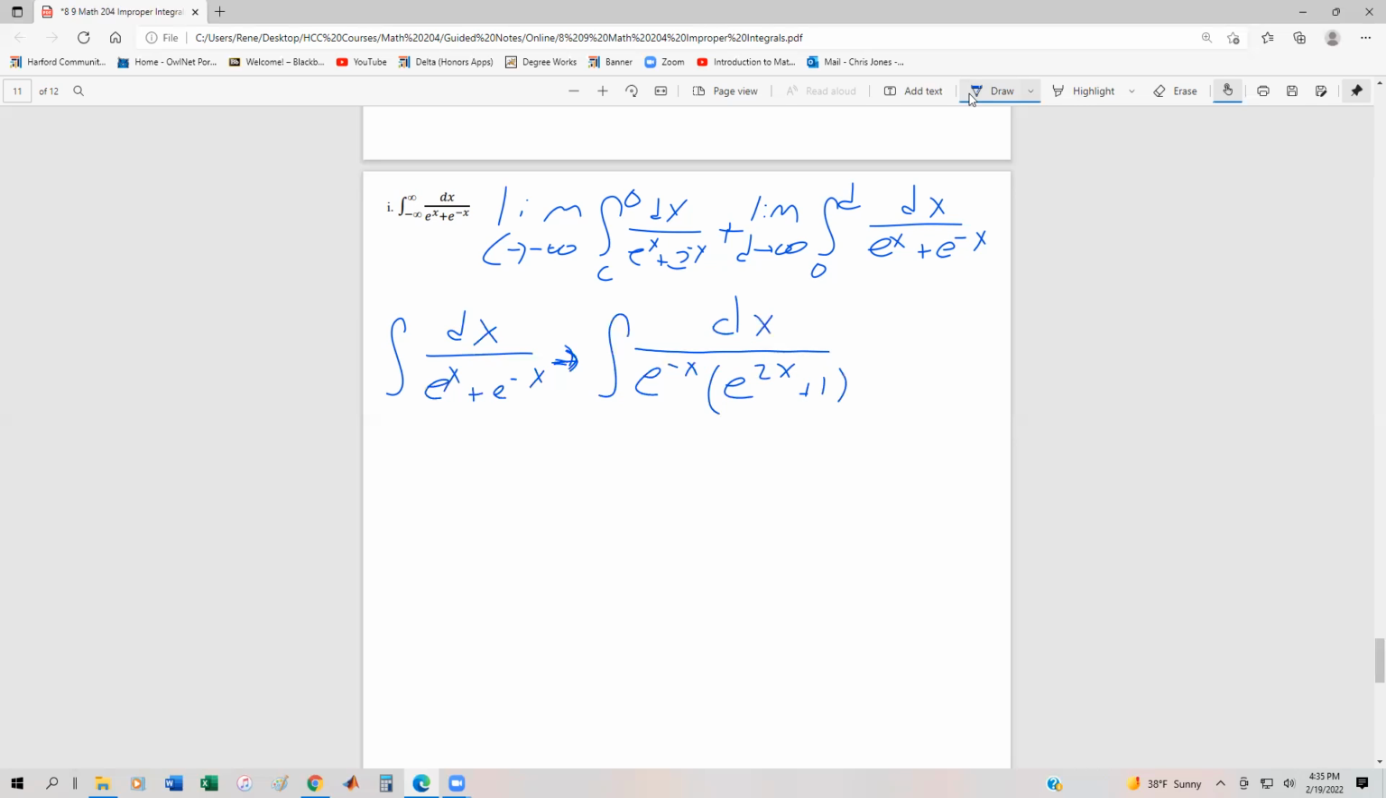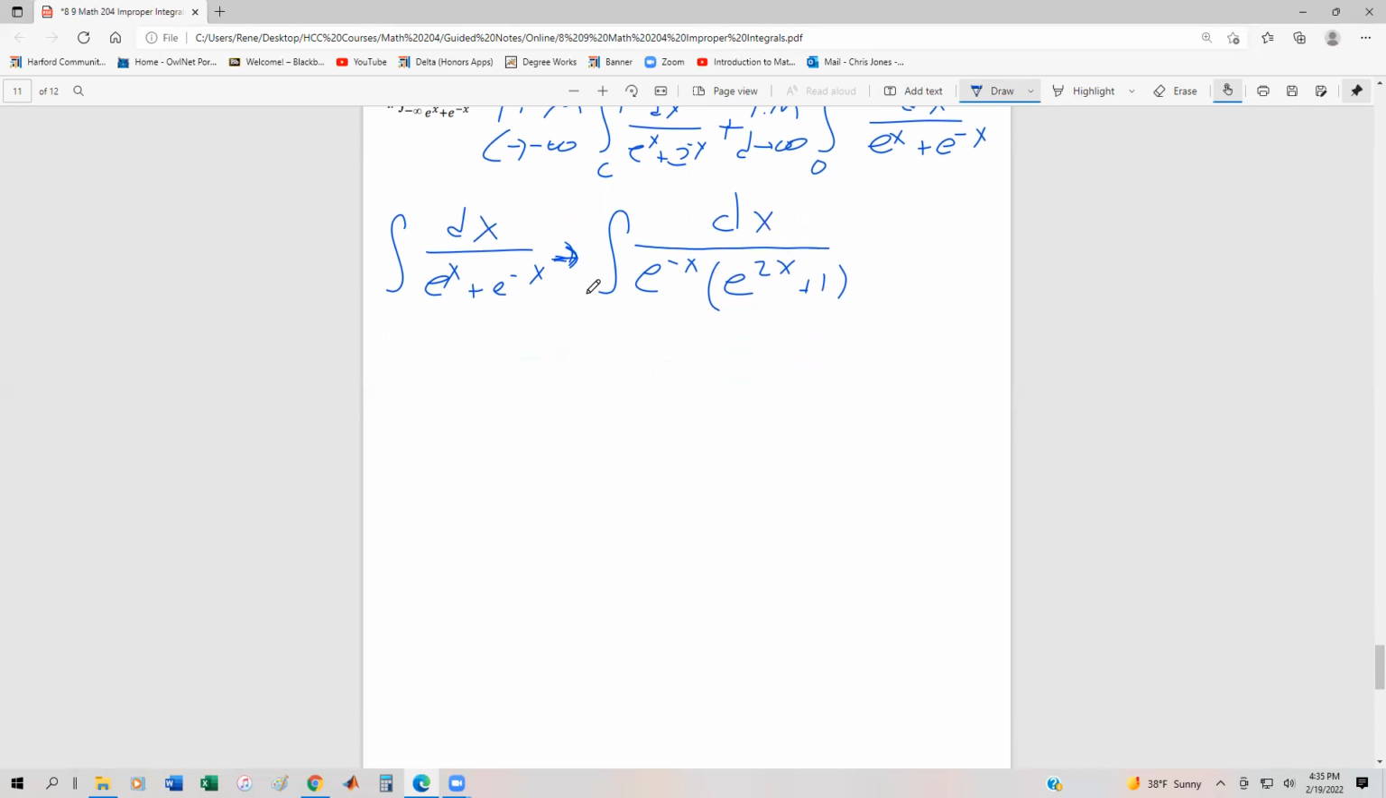And you might be thinking, why would I ever want to do that? By the way, if you don't trust me, just distribute that e to the minus x back through, and you'll see that you get back to the original integral. Well, what we could do is move this up to the numerator. If we do that, we end up with an integral of e to the x dx divided by e to the 2x plus 1.